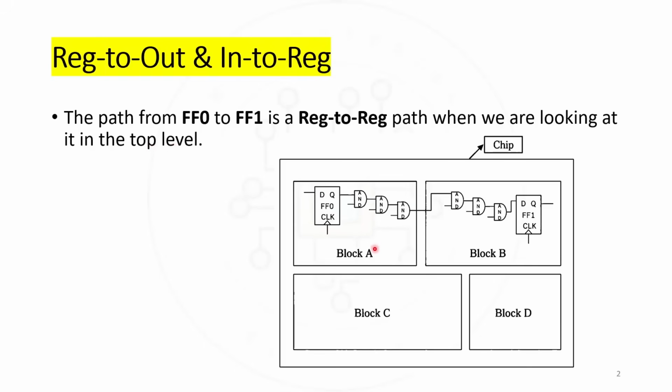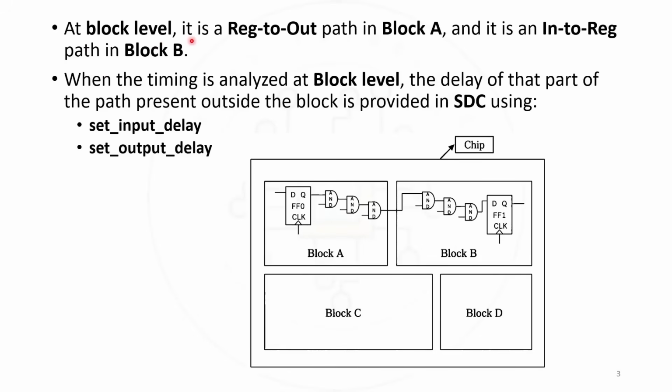Now let us see what will happen if we look at it in terms of block level. At block level, it is a register to output path in block A and input to register in block B. So in block A, this is one register and it is going to the output port. That's why it is called register to output, whereas here it is called input port to register.